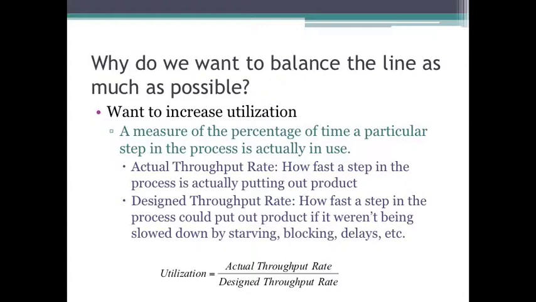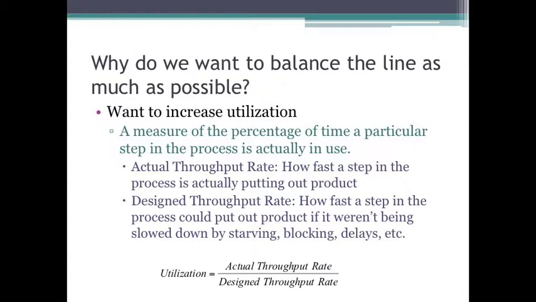So utilization is simply the actual throughput rate over the design throughput rate. Well, what are those? The actual throughput rate is how fast it's actually going. So, it's pretty much what it says. The design throughput rate is how fast a step in the process could go if it wasn't being blocked or starved by anything. In other words, if this step could go as fast as it absolutely possibly could without having to worry about anything that any other step in the process or any supply or any demand going on. So it's how fast this step could go if nothing else was interfering. So utilization is this actual throughput rate over designed throughput rate.